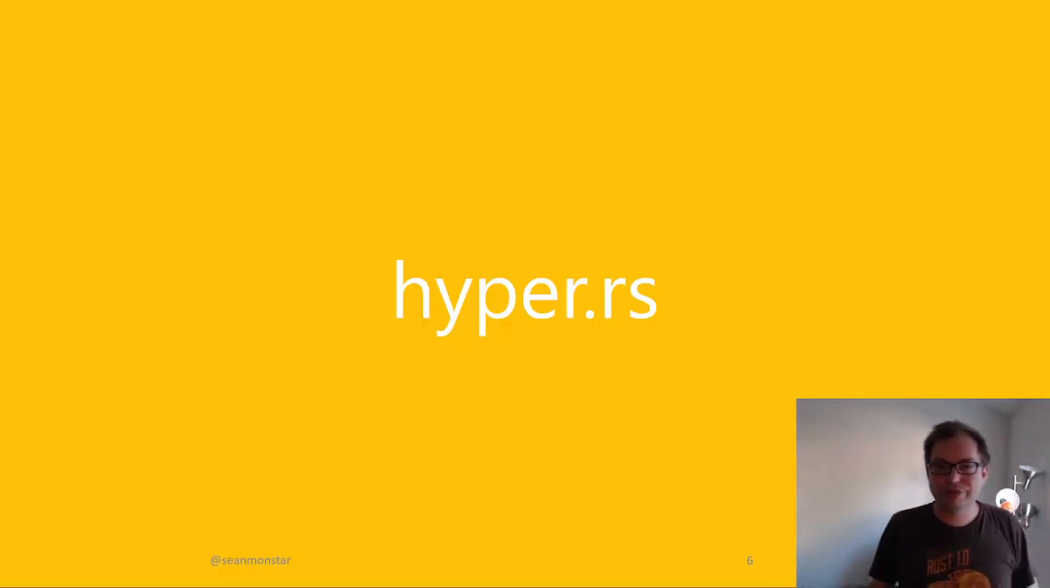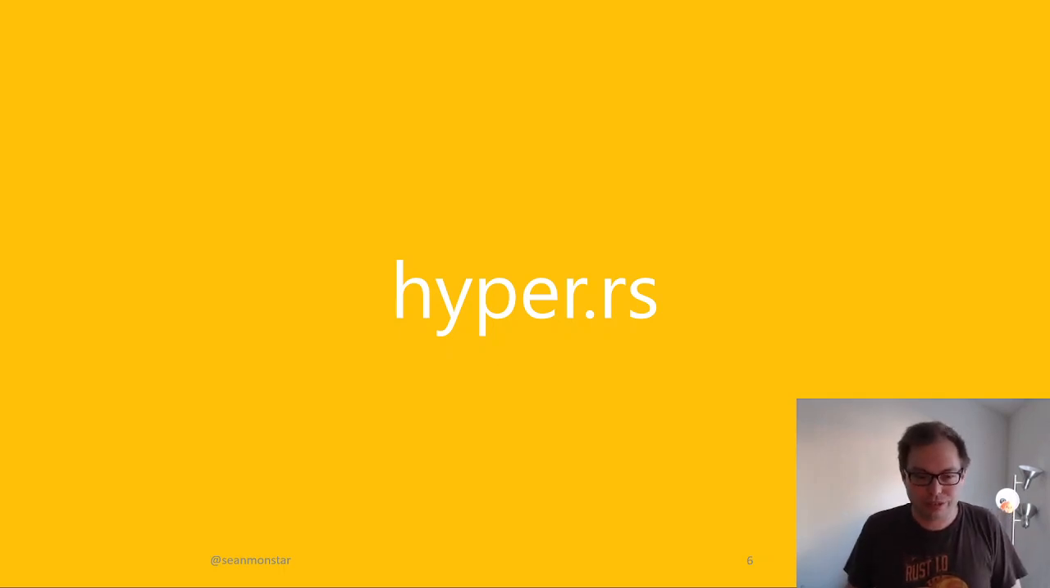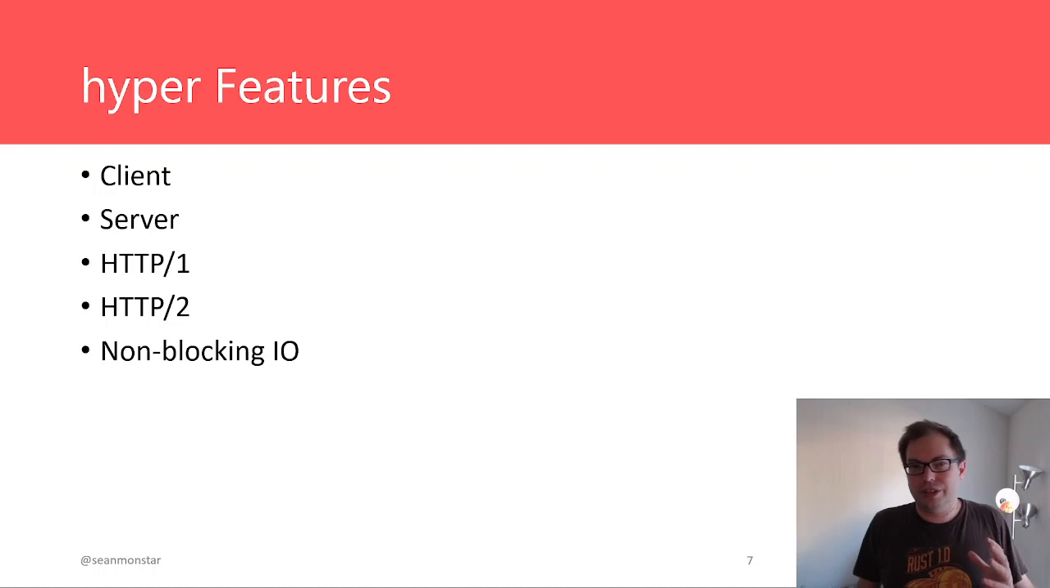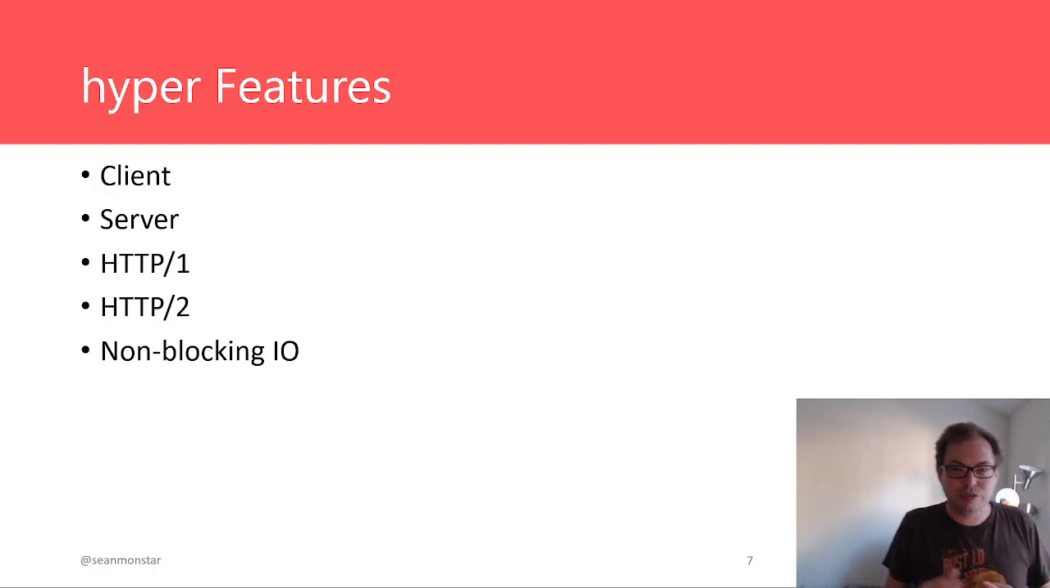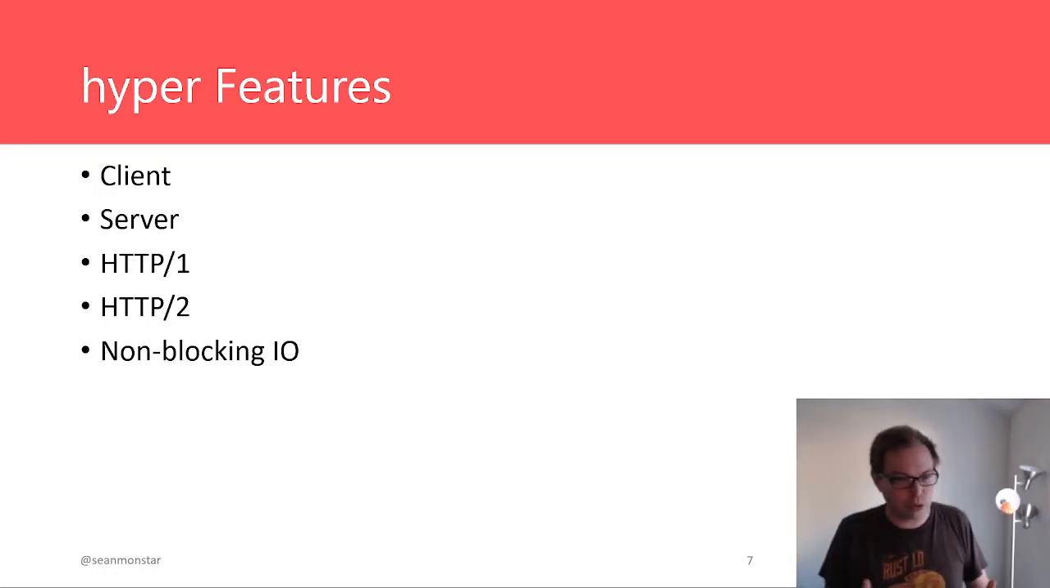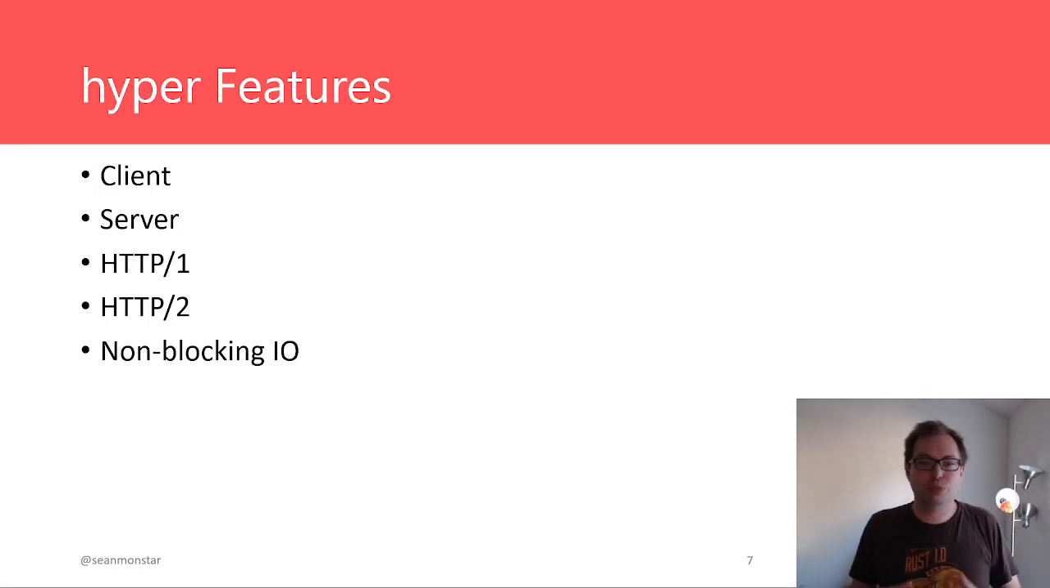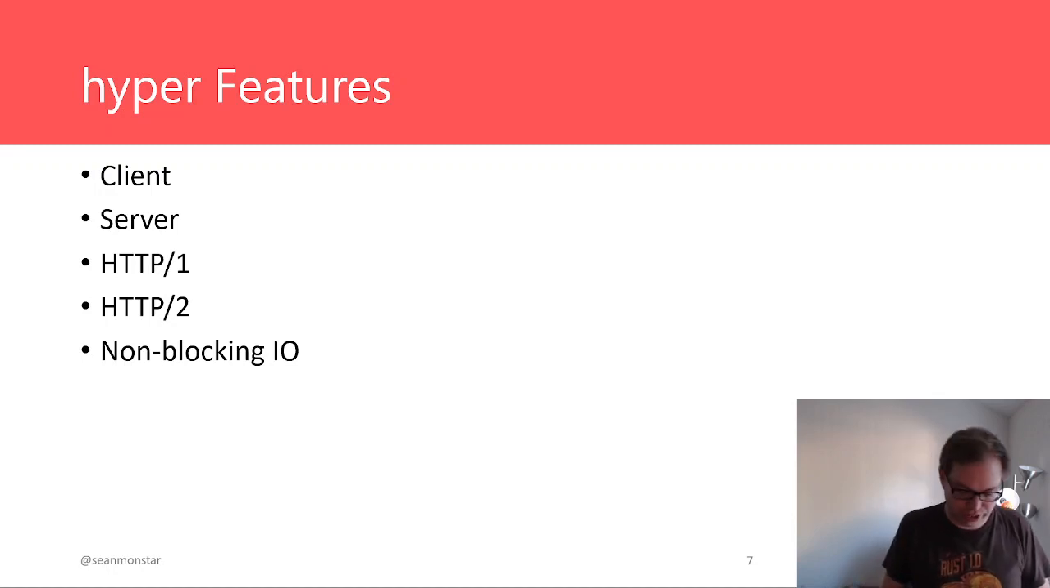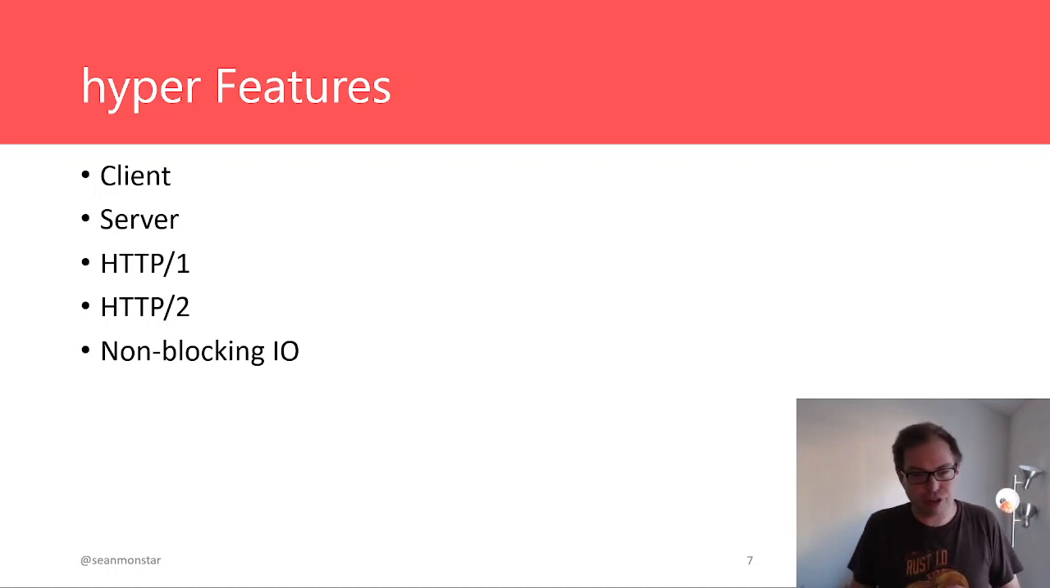So that's where Hyper comes in. Hyper, well, that's also a website. You can go to https hyper.rs and learn about what Hyper is. Hyper is an HTTP library. We've got a server, we've got a client. Supports HTTP 1 and 2, 3 is on the way. Supports non-blocking I/O, which is what curl's underlying interface likes as well.